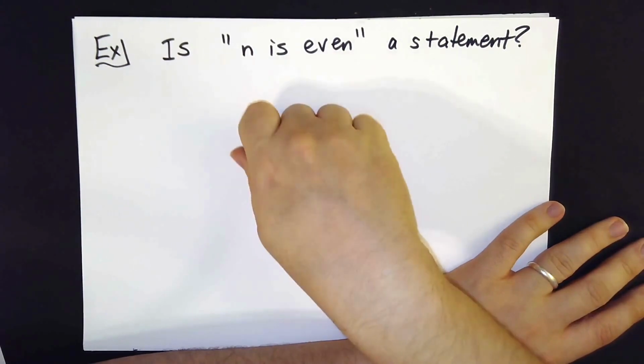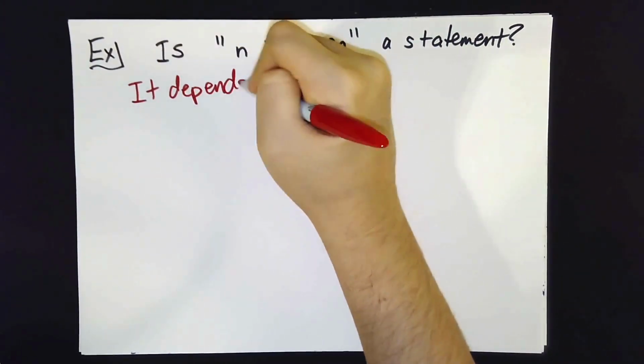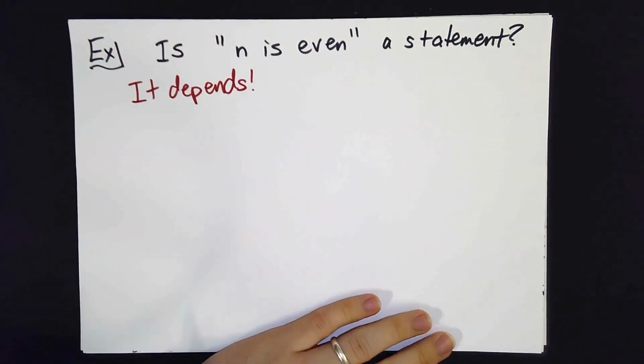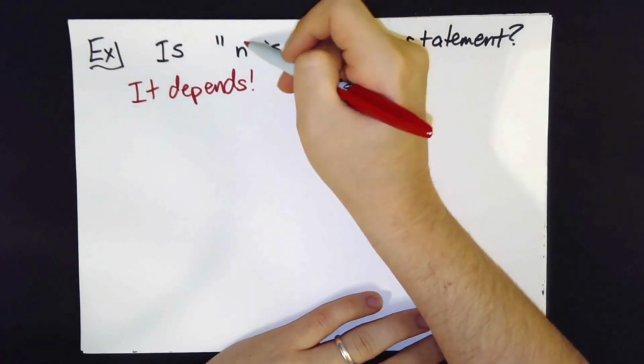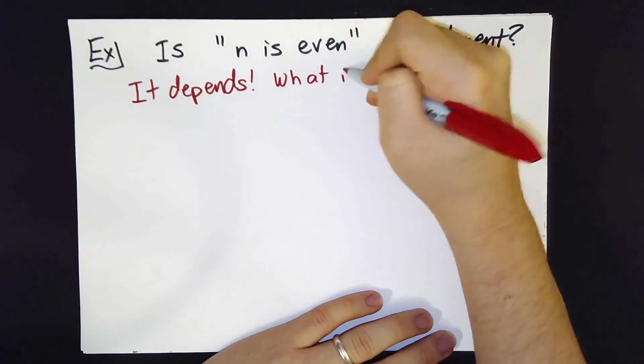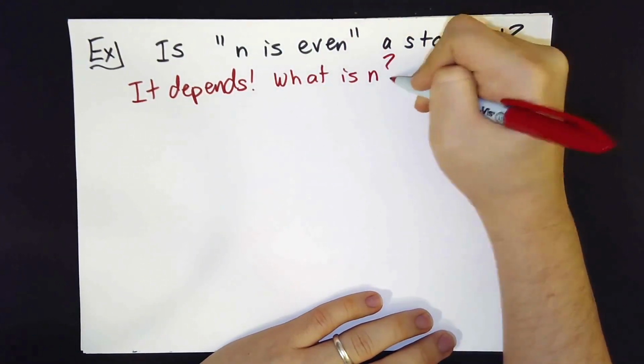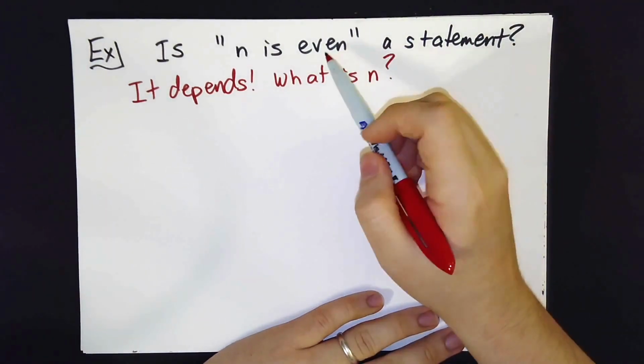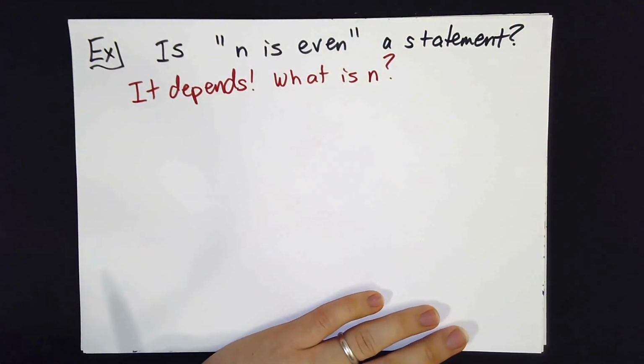And here, unfortunately, the answer is it depends. What does it depend on? Well, it depends on the context of what n is. If we have no idea what n is, then it's definitely not a statement, because if I don't know what n is, I don't know whether n is even.